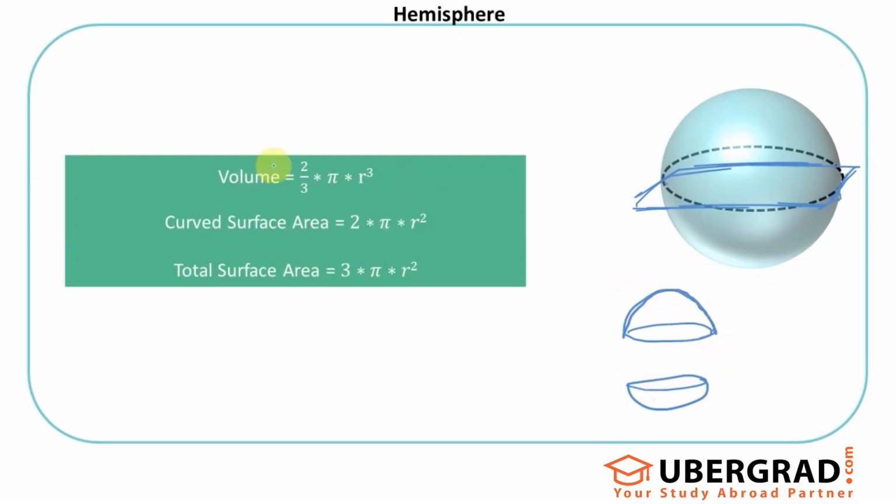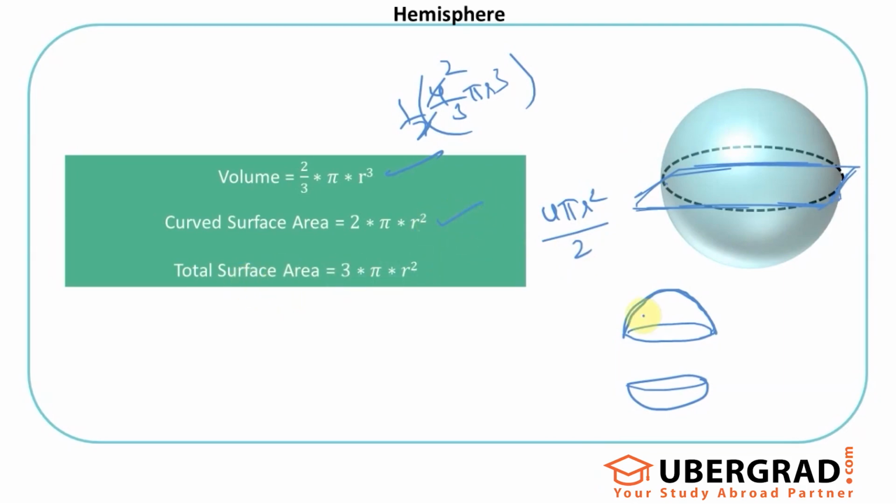So that's why automatically the volume will become half of the sphere. The sphere is 4 by 3 pi r cube, so hemisphere is half of it. That's basically 2 by 3 pi r cube. The curved surface area would also work out the same. The entire sphere is 4 pi r square, all the side curved part. If I do half of it, that will be 2 pi r square.